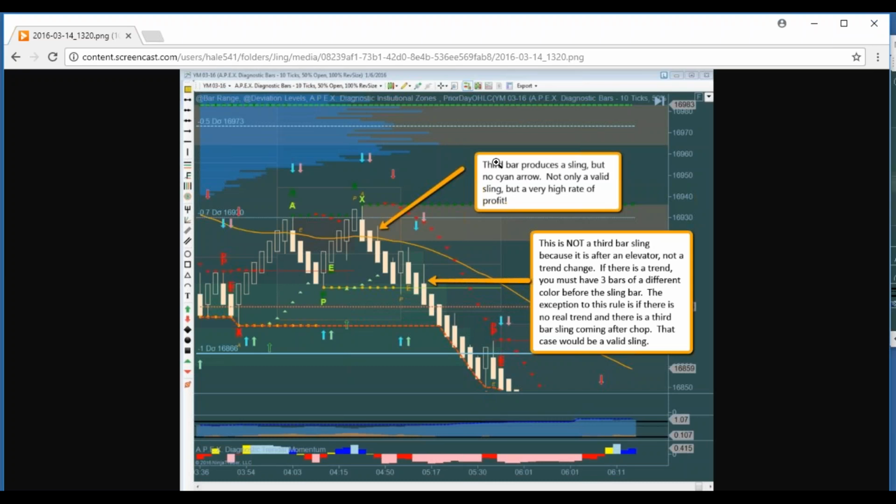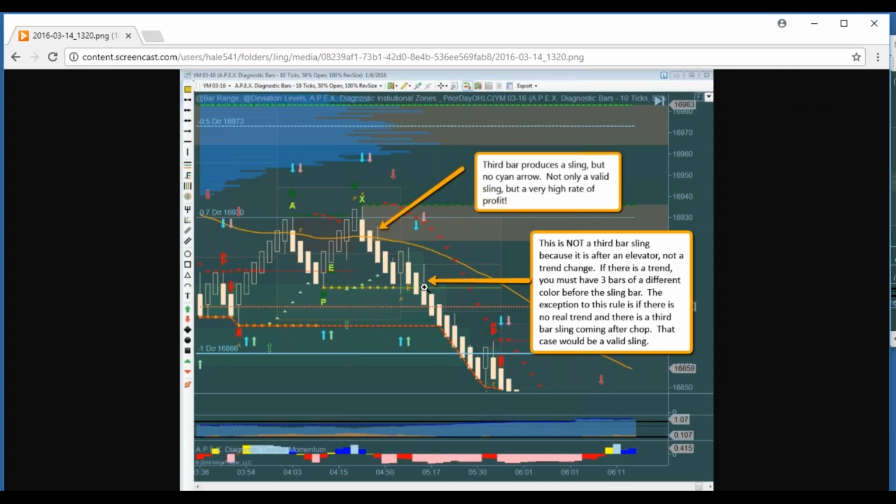Okay, right here, this third bar down, 1, 2, 3. This third bar produces a sling, but no cyan arrow. Not only is this a valid third bar sling, but a very high rate of profit. The third bar slings will not have those cyan arrows.